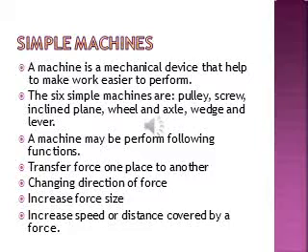The 6 simple machines are pulley, screw, inclined plane, wheel and axle, wedge and lever. Simple machines have no or very few moving parts. The function of a machine may be one or more of the following. First, transferring force from one place to another, changing the direction of force, increasing the size of force and increasing the speed or distance covered by the force.